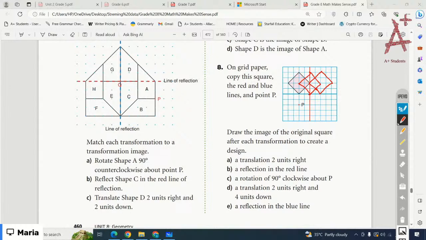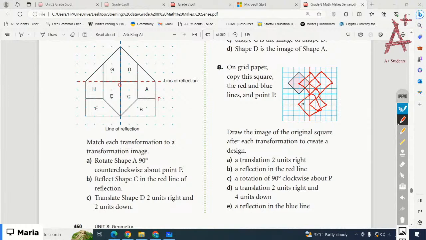A rotation of 90-degree clockwise about P. So here is the point P. 90-degree clockwise about P. It would be this one, this one, this one, and this one, right? Then a translation 1 unit right and 4 units down. From here, right this one, and then 4 units down this one, from here to here, here to here, then here, and then here. That is the translation.